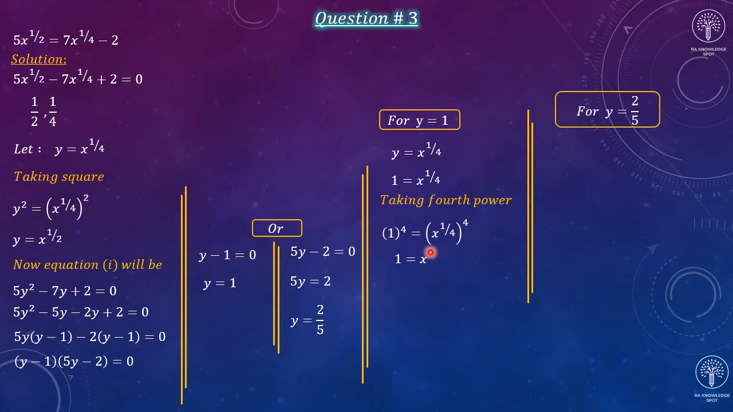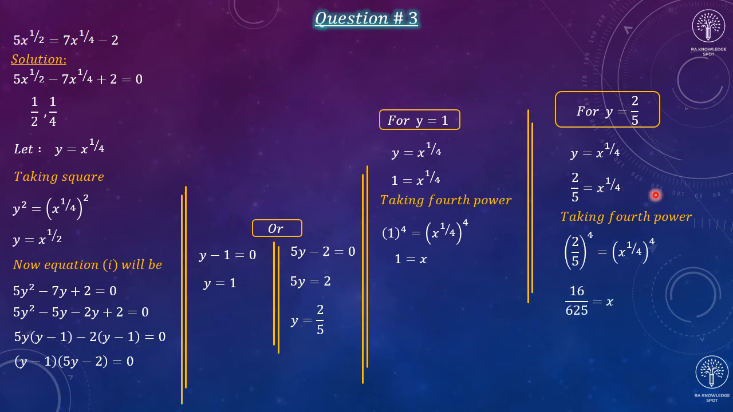Then now for y is equal to 2 by 5, again substituting in your main equation, that is the very first one, y is equal to 2 by 5. Again you have to remove this 4 by taking the 4th power. This is 2 by 5 to the power 4, and this is also 4. Again 4 is going to cancel with 4. 2 power 4 means 16, and 5 power 4 doesn't mean 5 4s are 20. It means you have to multiply 5 with itself 4 times. 2 2s are 4, 4 2s are 8, 8 2s are 16. You can also do it with a calculator very easily.